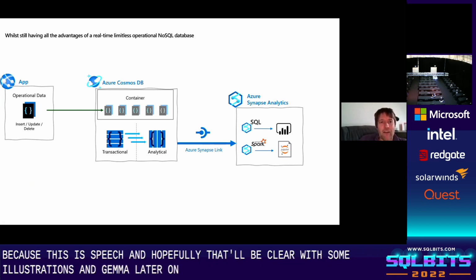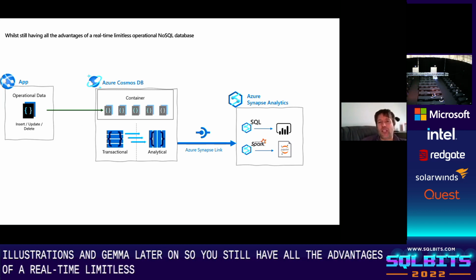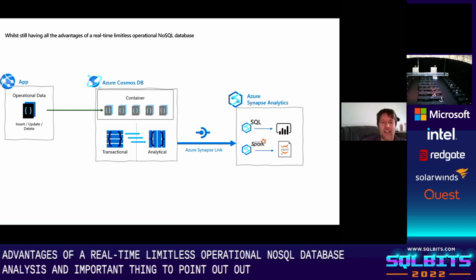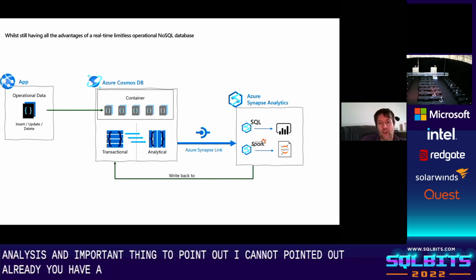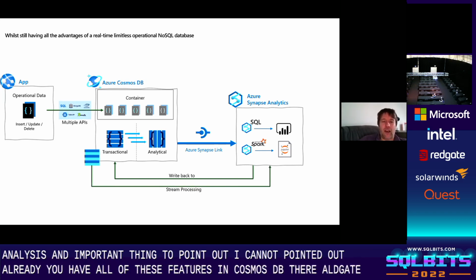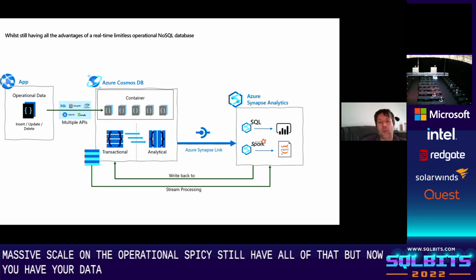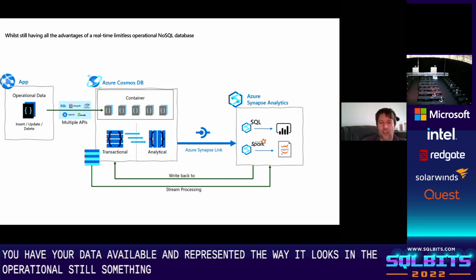So you still have all of the advantages of a real-time, limitless operational NoSQL database. And maybe this is an important thing to point out. Well, I kind of pointed it out already. You have all of these features in Cosmos DB. They're all geared at massive scale on the operational side. So you still have all of that, but now you have your data available and represented the way it looks in the operational store.